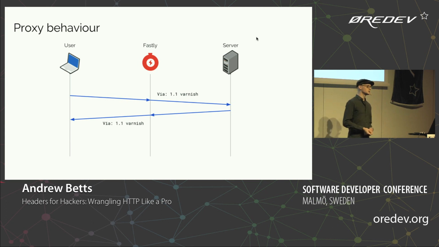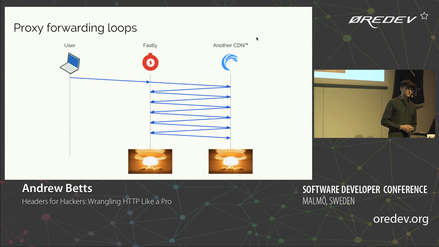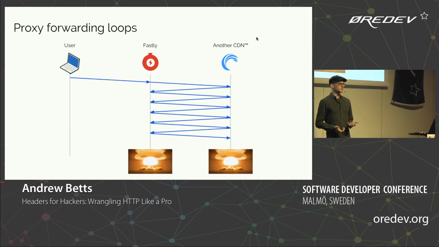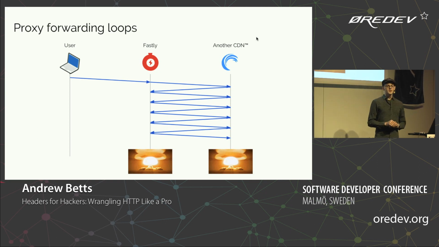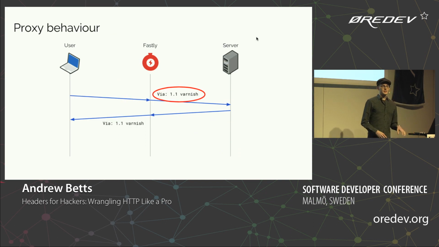The second job is to prevent loops. So let's imagine you have two CDNs, and they are both configured to treat the other one as their backend. If they don't have a mechanism for detecting that they've already seen this request before, and in fact they have it as a live connection, then in theory they could continually connect to each other until they ran out of sockets. So the Via header prevents this by telling you that a request has already gone through you, so you can refuse to forward it again.